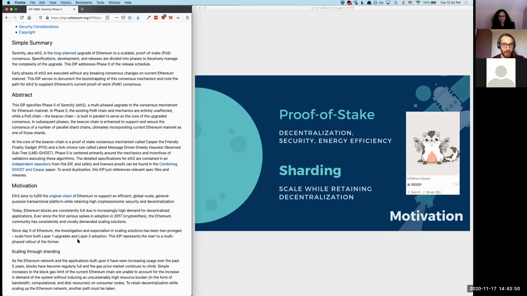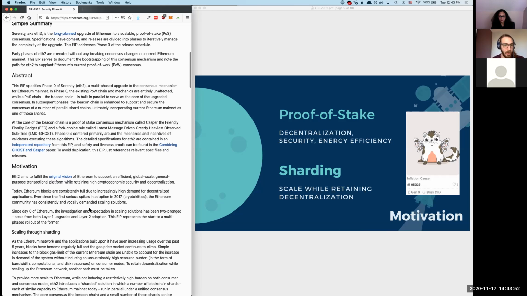time on solutions. So the motivation really is to be able to support an efficient global scale general purpose transactional platform while retaining high crypto economic security and decentralization. We won't get into the finer details of all those things, but essentially we want this thing to be decentralized, we want it to be secure, and we want to be able to handle a lot of load. We quite frankly can't handle that today on Ethereum.